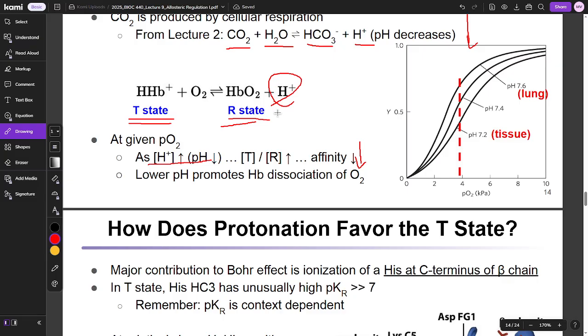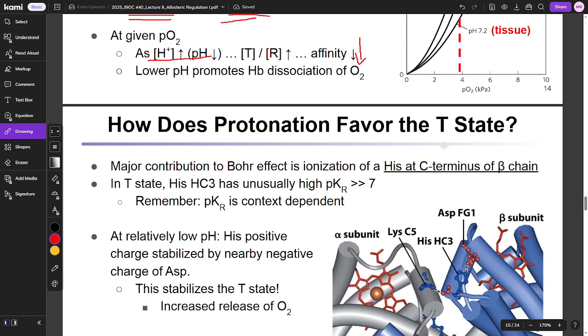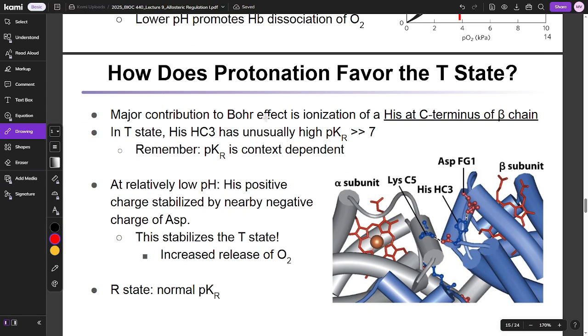If you know what that is, but it's not competing with O2 for the same binding site, but it is preventing O2 from binding by inducing this T state. So the question is, how does it favor the T state? One of the major contributions to this effect, which they call the Bohr effect, is the ionization of histidine at the C terminus of a beta chain.